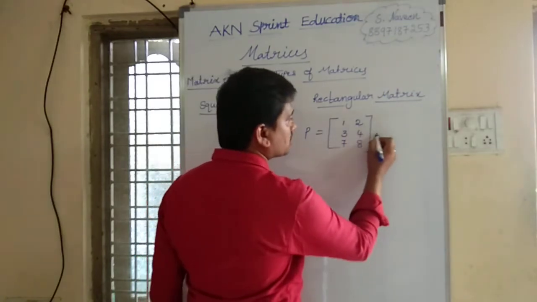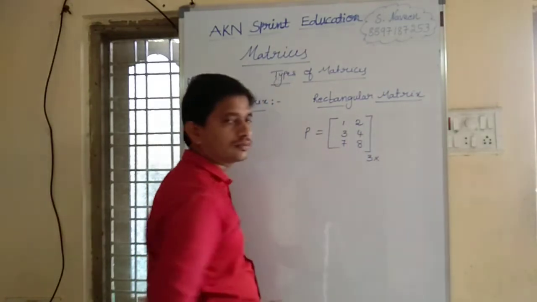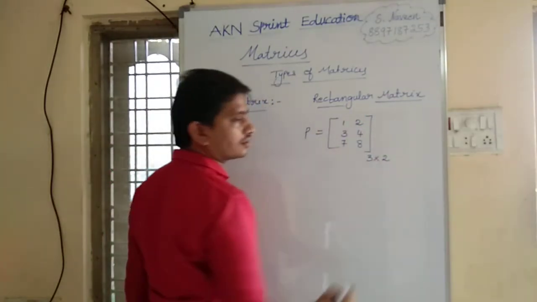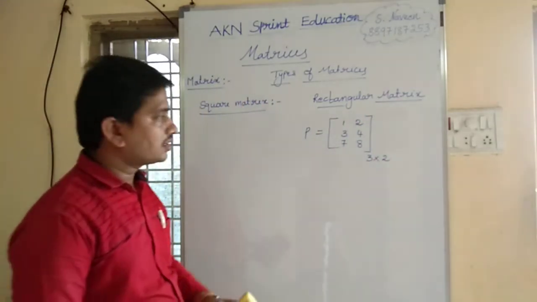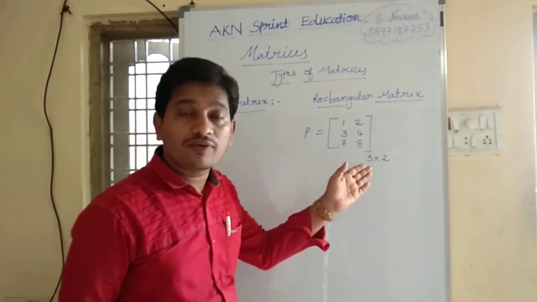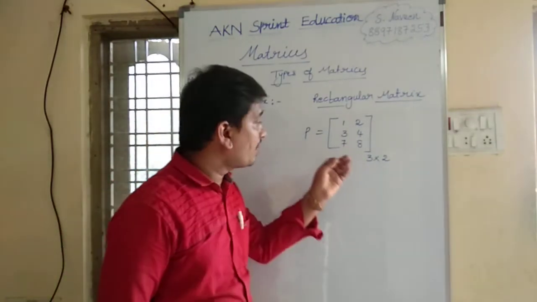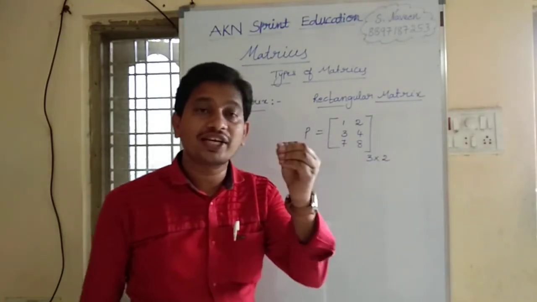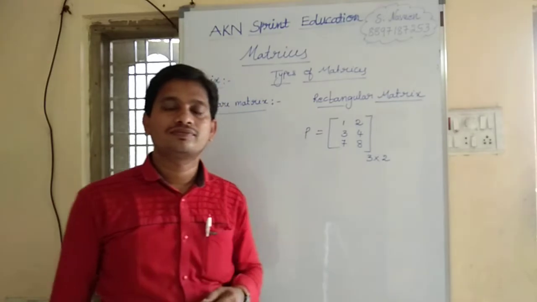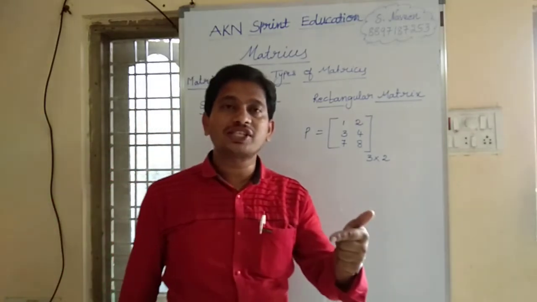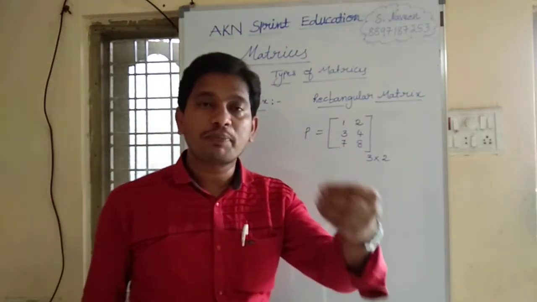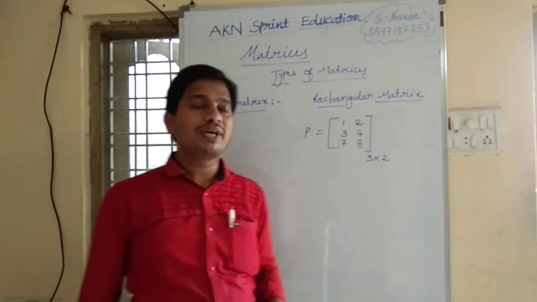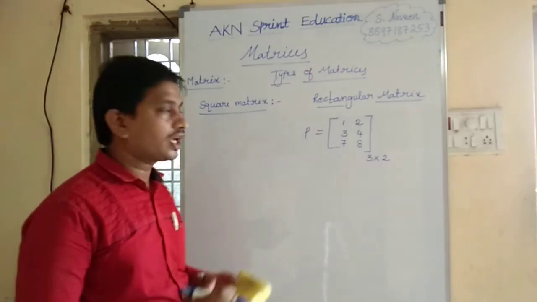Here we have three rows, and how many columns do we have? We have two columns. Is the number of rows equal to the number of columns? No, the number of rows is not equal to the number of columns, and that matrix is said to be a rectangular matrix. When can we say that a matrix is a rectangular matrix? If the number of rows is not equal to the number of columns, then that matrix is said to be a rectangular matrix.